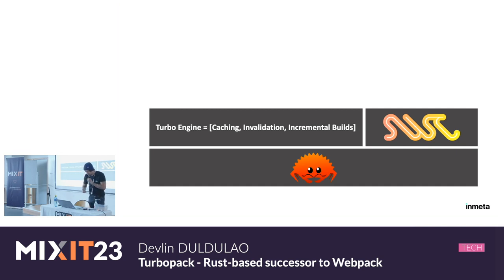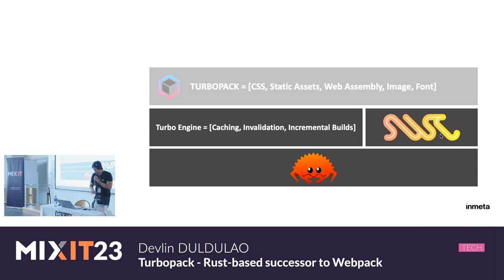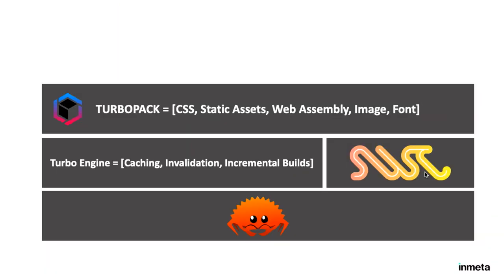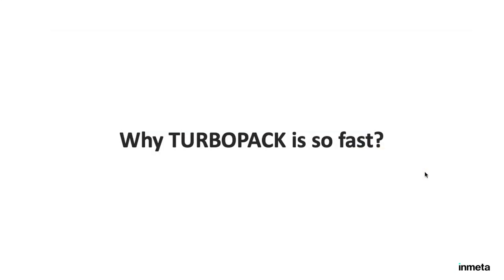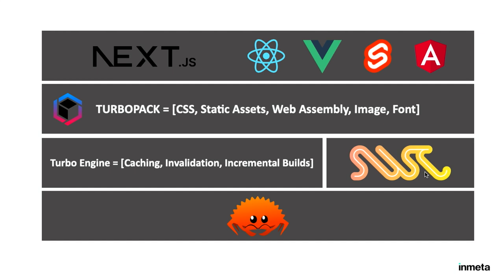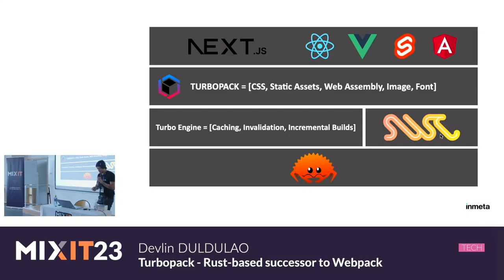So moving on, Turbopack. Here it is, a bundler handling CSS, static assets, WASM, images, fonts, and more, leveraging SWC. And after that, of course, Next.js and other JS frameworks can use Turbopack as a bundler. So that's the architecture of it.